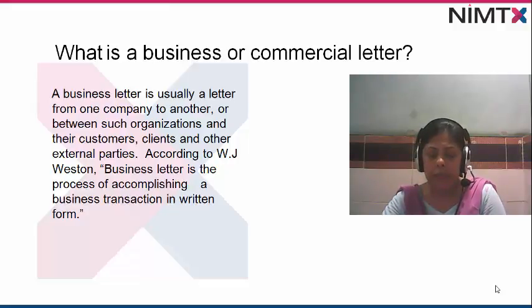So any kind of a letter or a communication which is being sent that is related to business is a business or a commercial letter. Even businesses can write letters, business letters to their customers and other external parties as well.